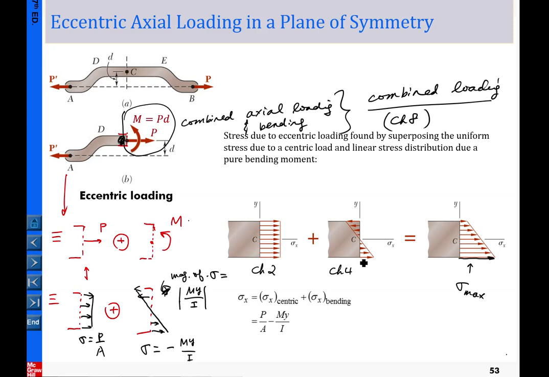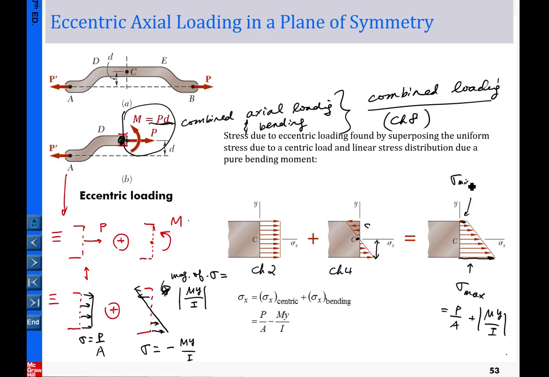So the maximum is P over A plus the magnitude from pure bending, My over I. The I is the moment of inertia with respect to the centroid, and Y is the distance measured from here to here, and M is simply PD, what we obtained here. So that's the maximum. And then what is the minimum? This is the minimum here.